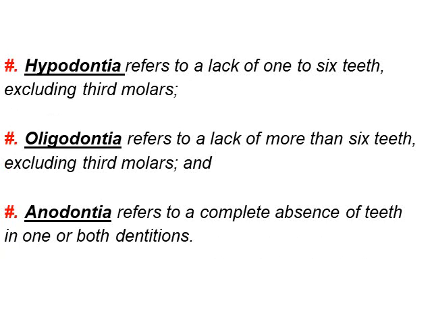Hypodontia refers to a lack of 1 to 6 teeth, excluding third molars. Oligodontia refers to a lack of more than 6 teeth, excluding third molars, while anodontia refers to a complete absence of teeth in one or both dentitions. I mean primary or permanent, or one of them.